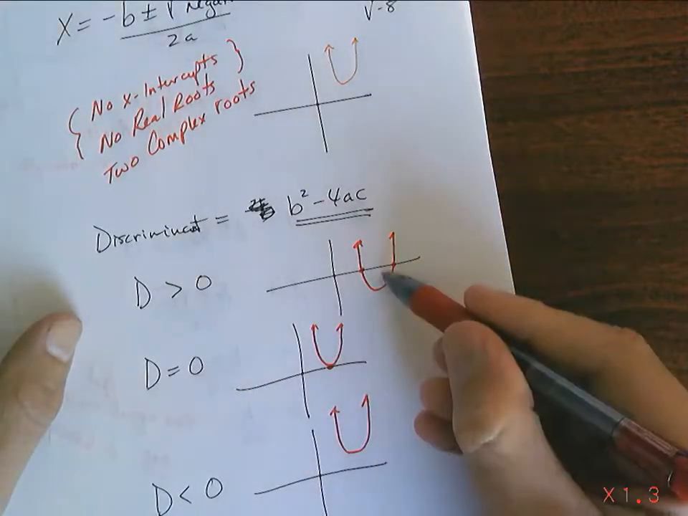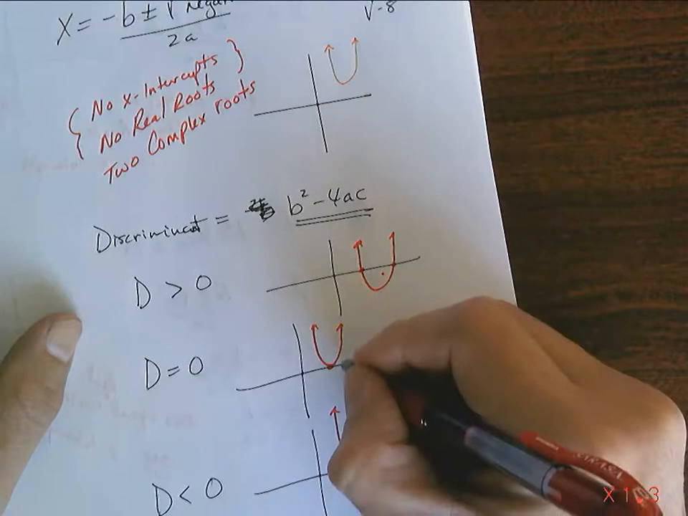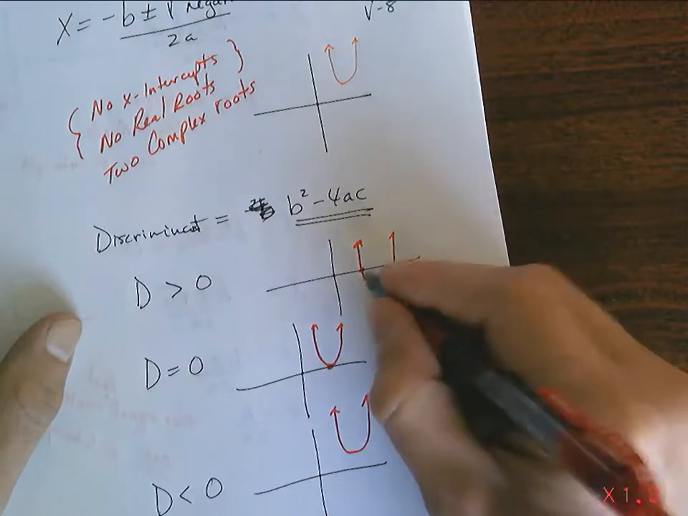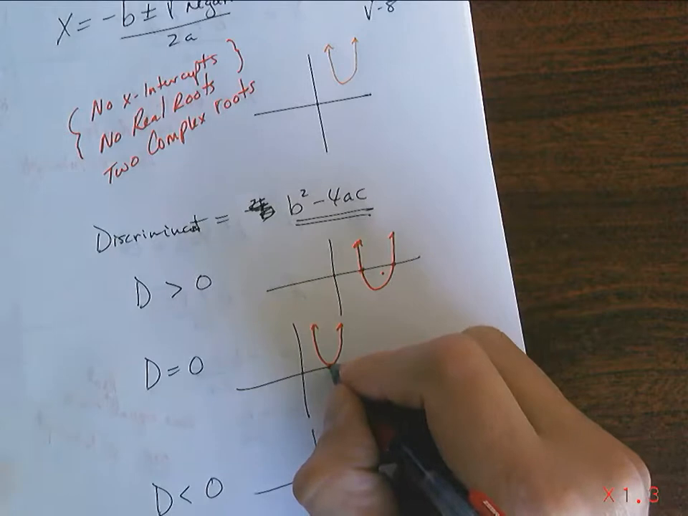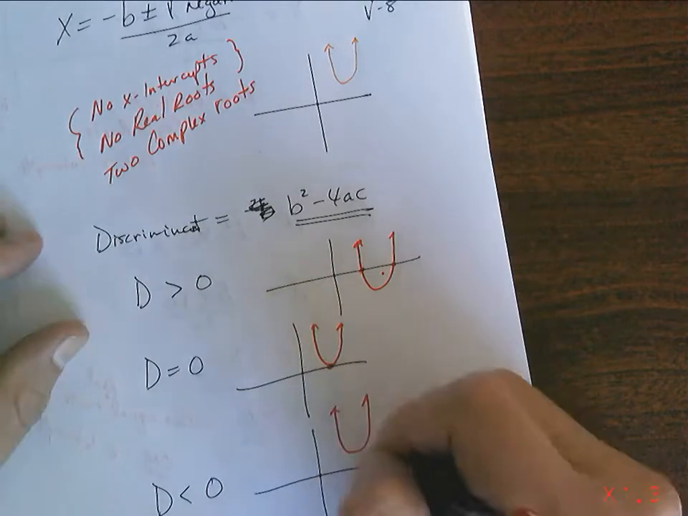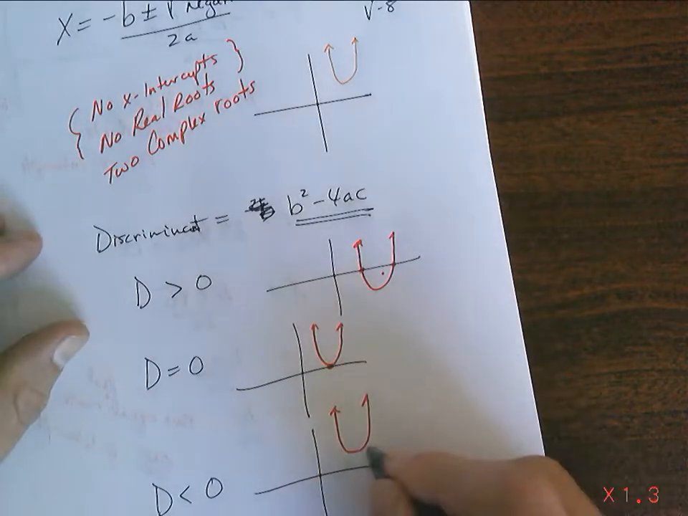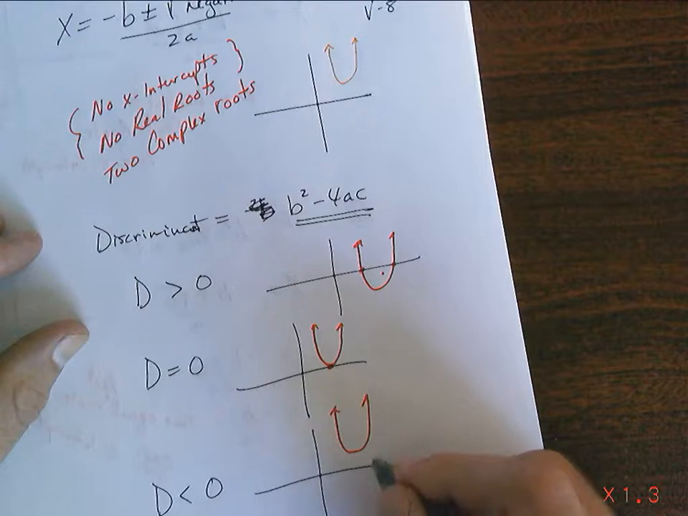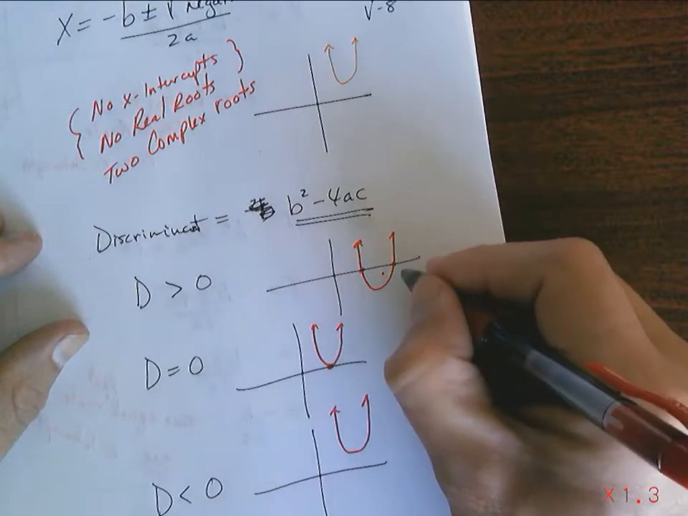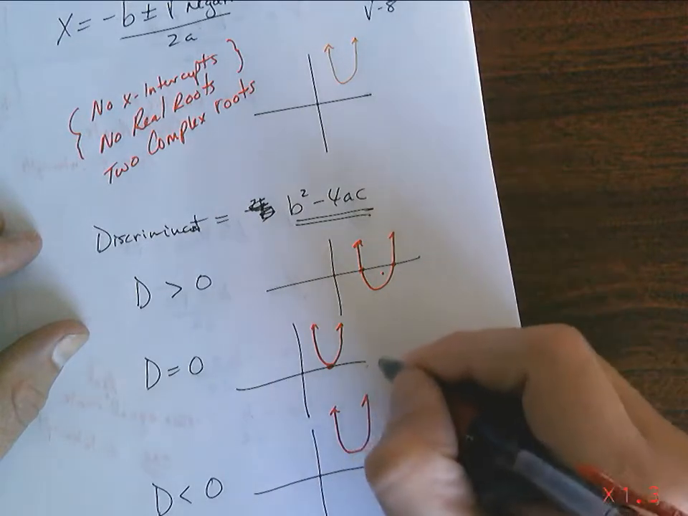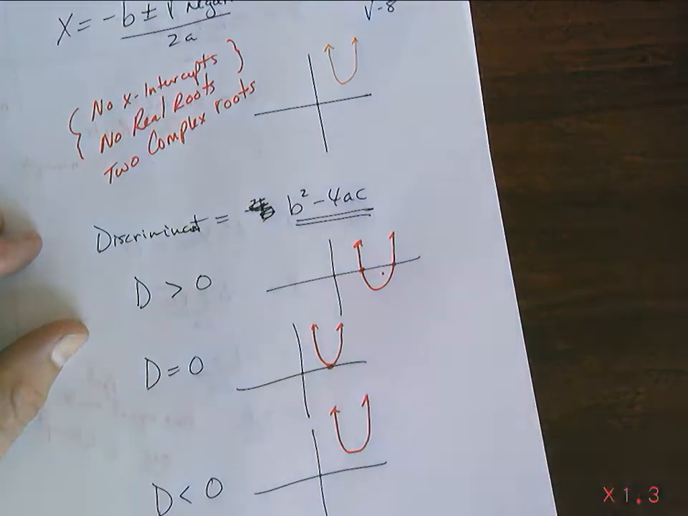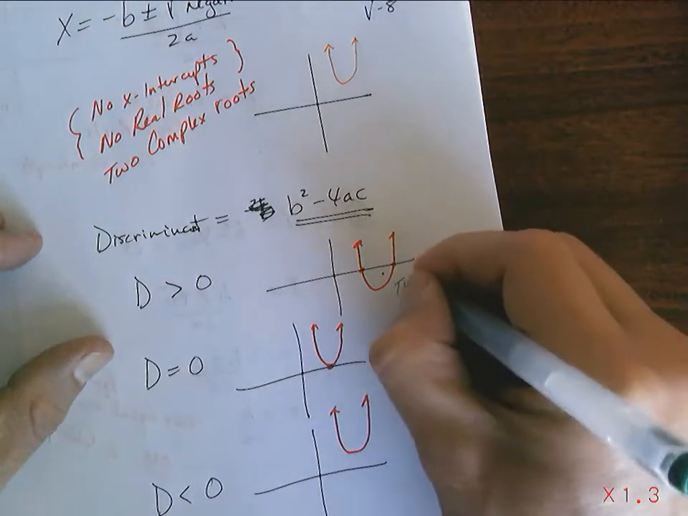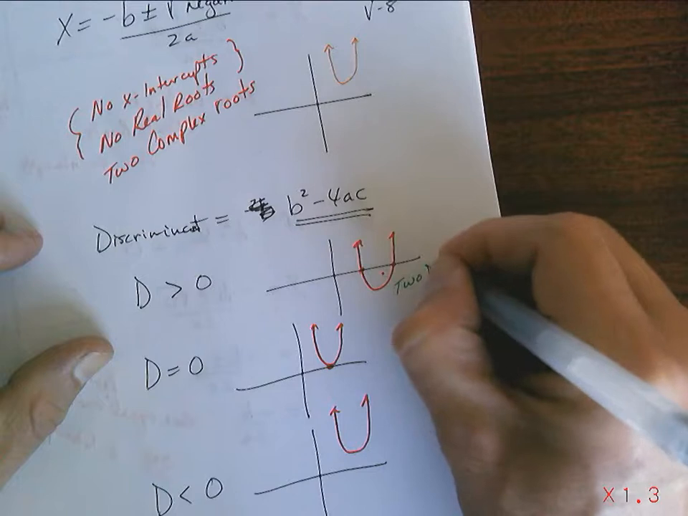This one will be two real distinct roots, or different roots. This is two identical roots. I'll explain that in a minute. This is two complex roots or no real roots. This is two x-intercepts. This is one x-intercept. This is no x-intercepts.